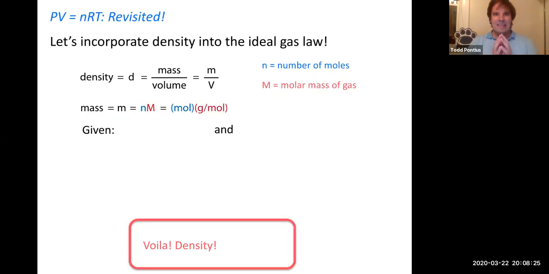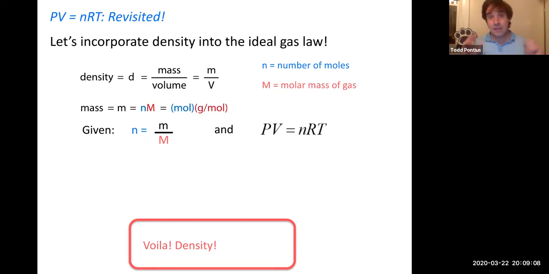So now let's invoke density into the ideal gas law. Density is mass divided by volume. And remember, mass, lowercase m, is equal to the number of moles of gas you have times the molar mass of said gas. If you multiply the two together, you'll get the mass. So we can rearrange this to get the number of moles of a given gas are equal to the mass of that gas divided by the molar mass. Okay, so there is relationship number 1.